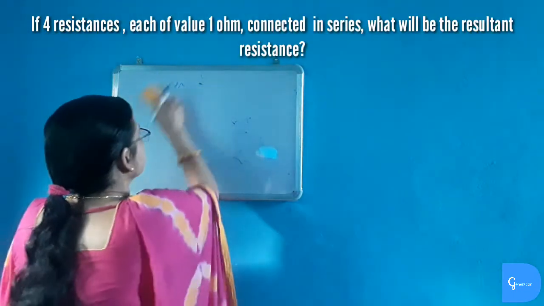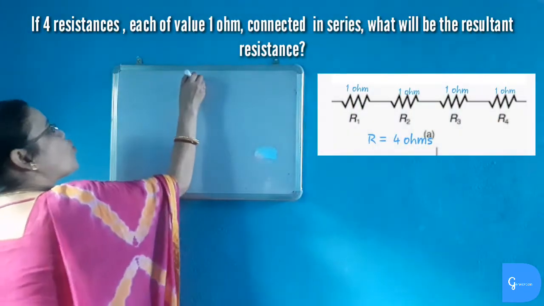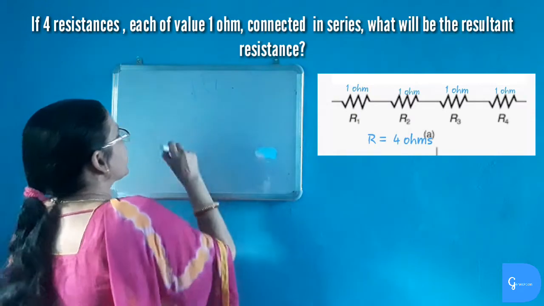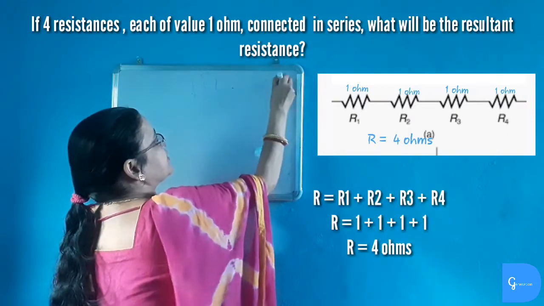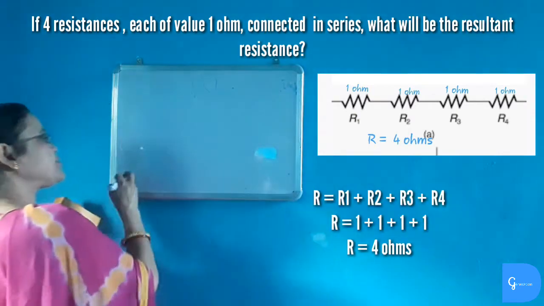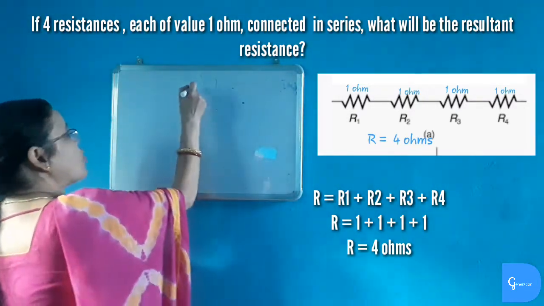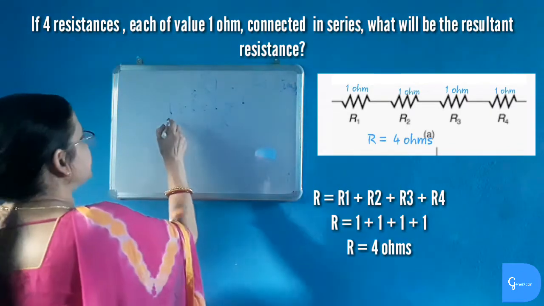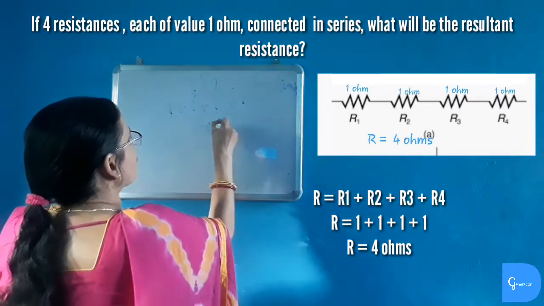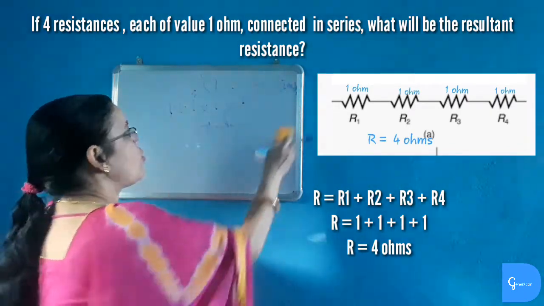Now, if it is asked that if a 1 ohm resistor is connected 4 times in a circuit, then what will be the total resistance in the circuit? If 4 such 1 ohm resistances are connected together in series, then it will be 4 ohm. Total resistance in the circuit will be 4 ohm.